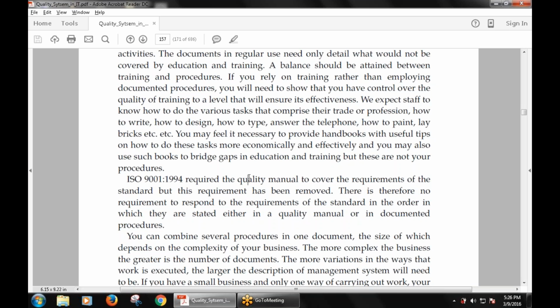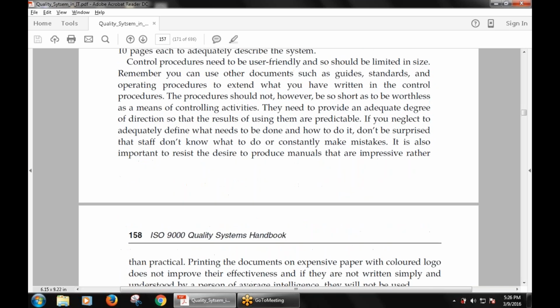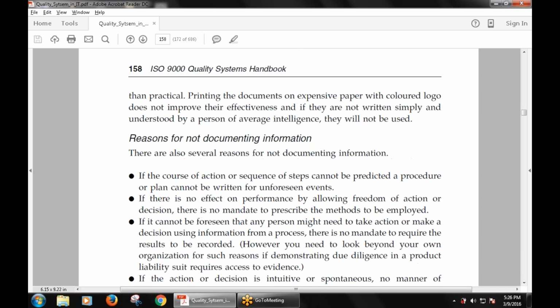And you can combine several procedures in one document. That is, we can combine multiple procedures in one document. That depends on the complexity of the business. Now, the reasons for not documenting the information. So why are we not documenting the information?